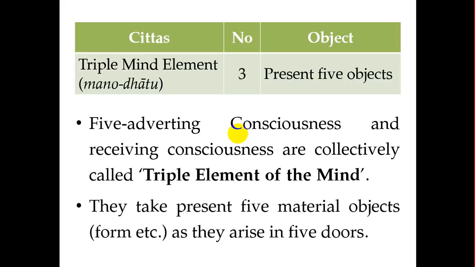They take present five material objects: visible form, sounds, smell, taste, and tangible. As you know, the five door advancing consciousness and two types of receiving consciousness only arise in the five doors. They will not arise in the mind doors, right? So we have to take note and think about it based on that. It is only the present one, not past, not future, right?